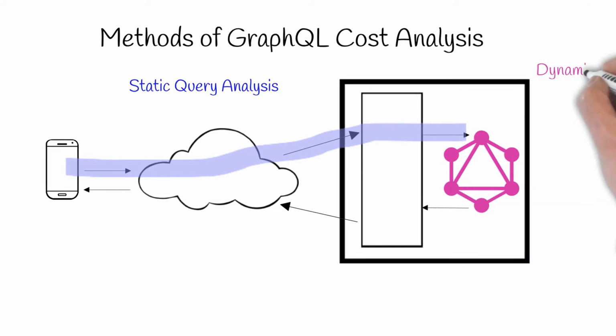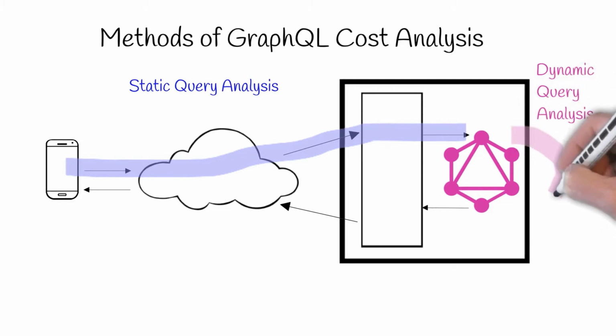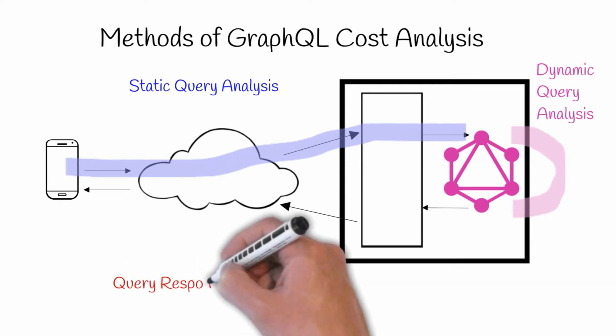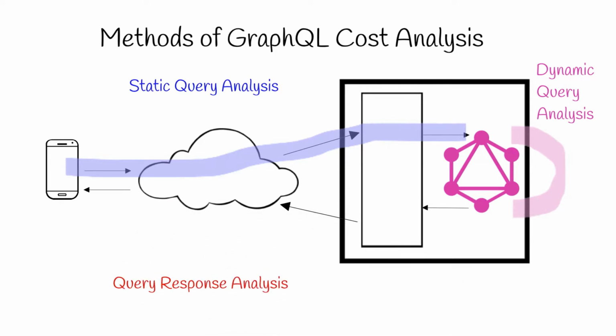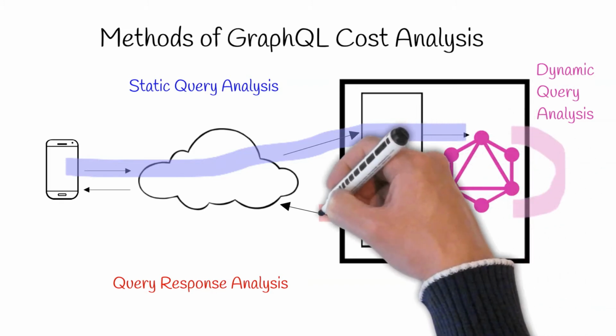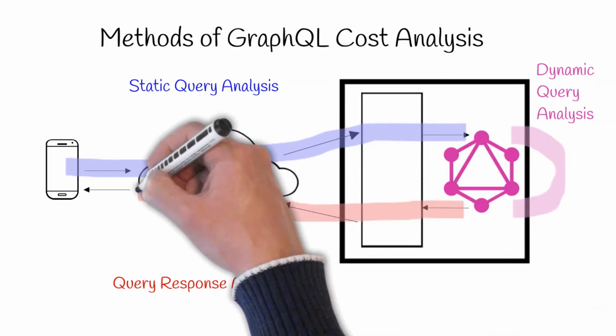The second method is dynamic query analysis, which sums up the cost in the GraphQL execution engine as it's evaluating the query. The third method is query response analysis, which uses the JSON response to figure out how expensive the query was. Response analysis can be applied wherever we have the response data, usually on the proxy or the client.